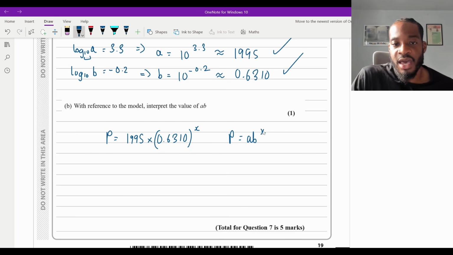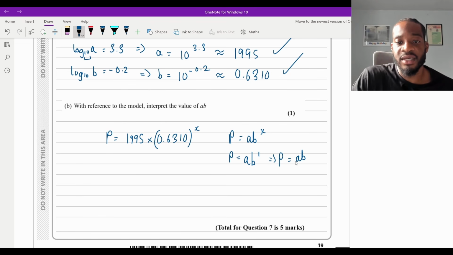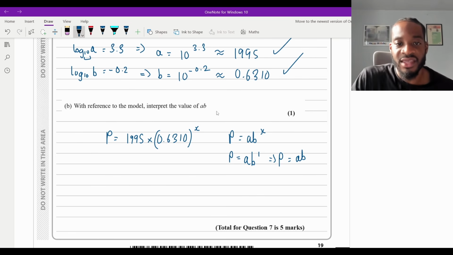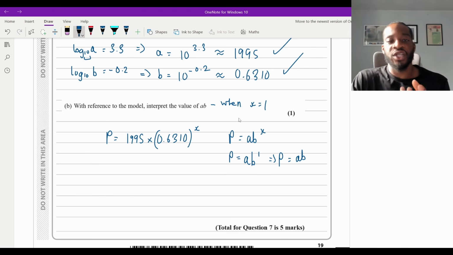Well, if x was equal to 1, I would have P is equal to AB to the power of 1, which is just AB, isn't it? So we get AB when x is 1. That's the main thing. So I'm going to write this here: when x is equal to 1. Now we know how we get the expression AB.